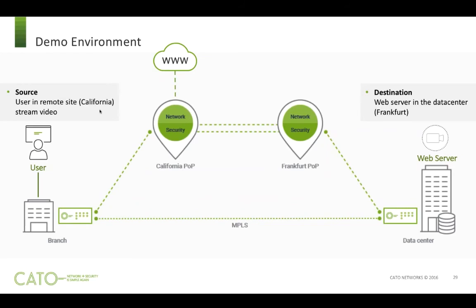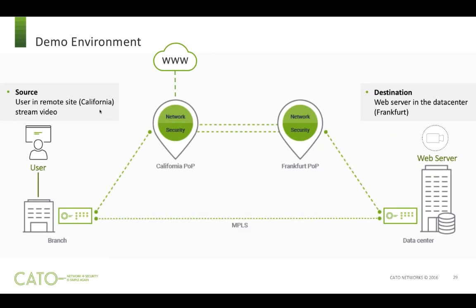So I want to show you a quick demo of our environment. Just for this webinar, a dedicated environment. And this is kind of an illustration of how this environment looks. We have an office in California and another one in Germany, and they're connected with two links. One of them is the MPLS, and another one is a single ISP that connects them to the Cato Cloud.